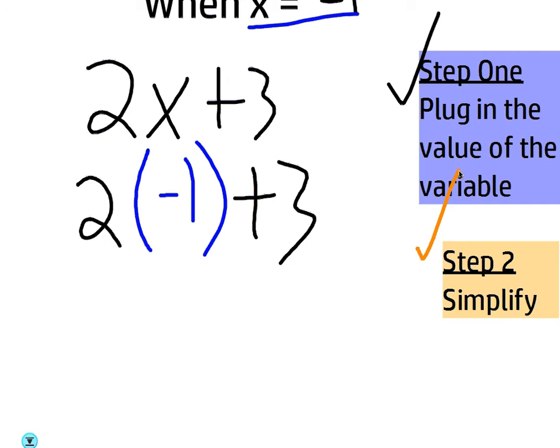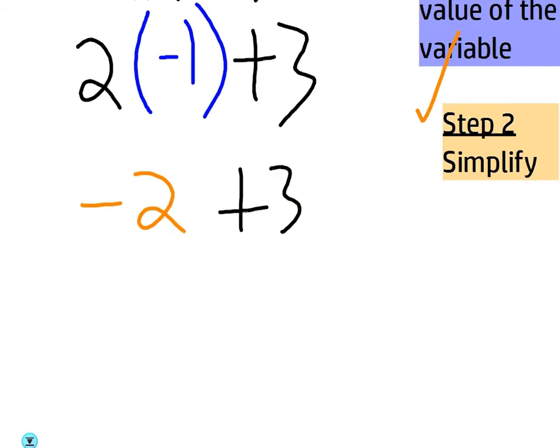So would you multiply or add first? Multiply. Multiply, and you get? -2. -2 plus 3. Okay, good. That's it for that example.